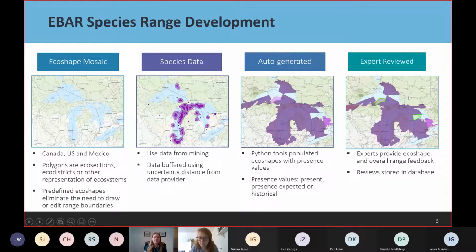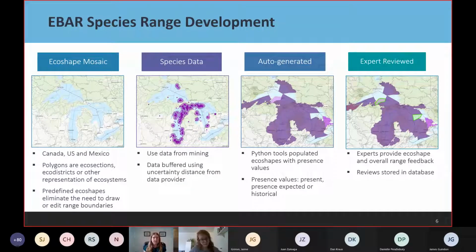So how do we actually go about going from that data to the resulting range map? I'm going to go through that in a little bit more detail. The first thing we start with is our ecoshape mosaic. We've developed that for Canada, US, and Mexico, because that's our general geographic scope for this project. This ecoshape mosaic is basically polygons that are ecosections, ecodistricts, or at their core, representations of ecosystems. So this really allows us to speed up our range map development process because we're starting with predefined ecoshapes that eliminate the need to draw or edit range boundaries.